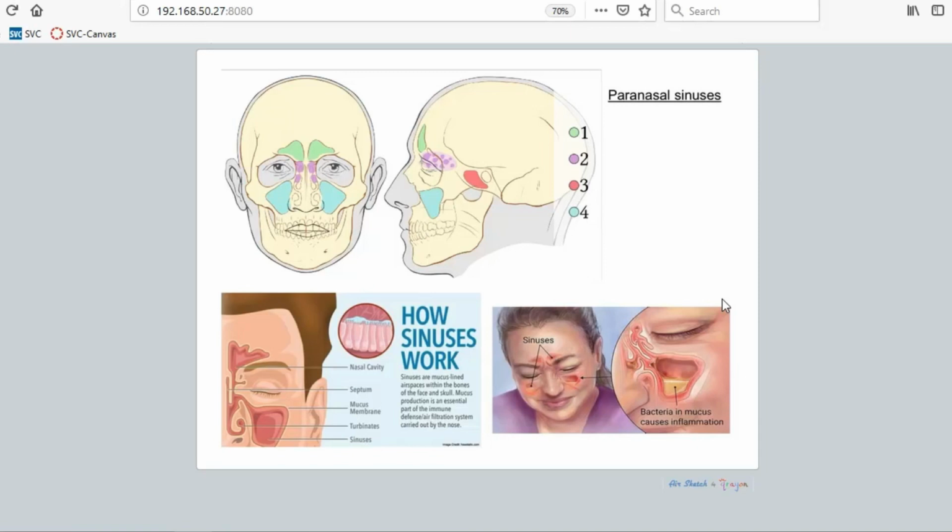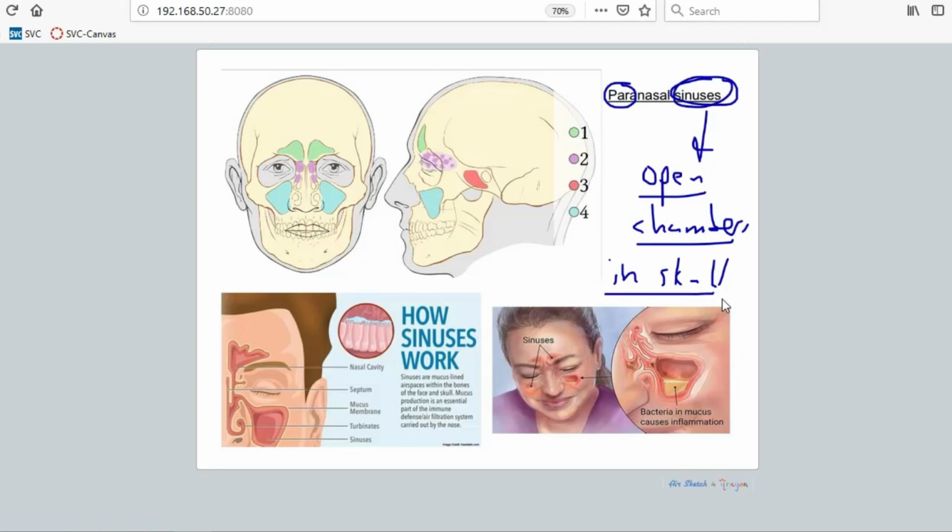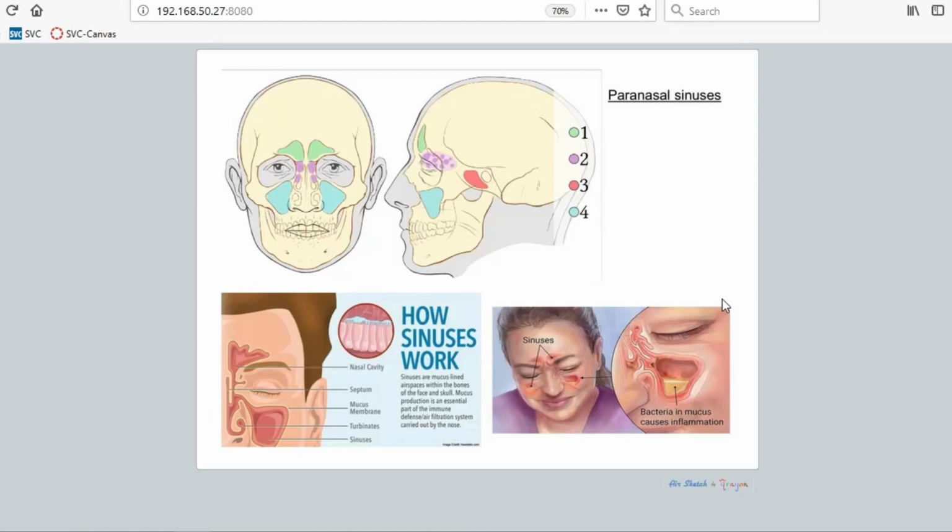Okay, next the paranasal sinuses. Para means next to, so let's start with sinuses. Sinuses are open chambers that we find in the skull. They're basically cavities that we find within the skull bones. That's probably a better way to put it. They're cavities, empty spaces that we find within the skull. And they're found surrounding the nasal cavity. And we have 4 of them here, and you guys can go ahead and label these.